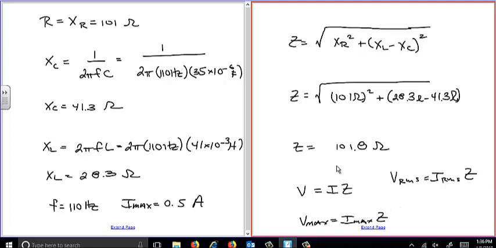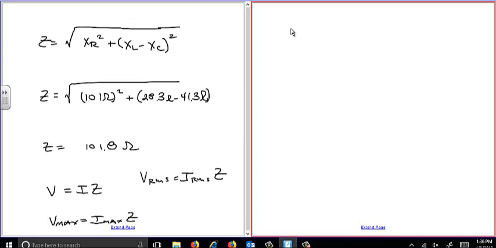So in this case, we're given the maximum current, which is 0.5. So we know that I max is 0.5 amps. Therefore, V max is just the maximum current times impedance.